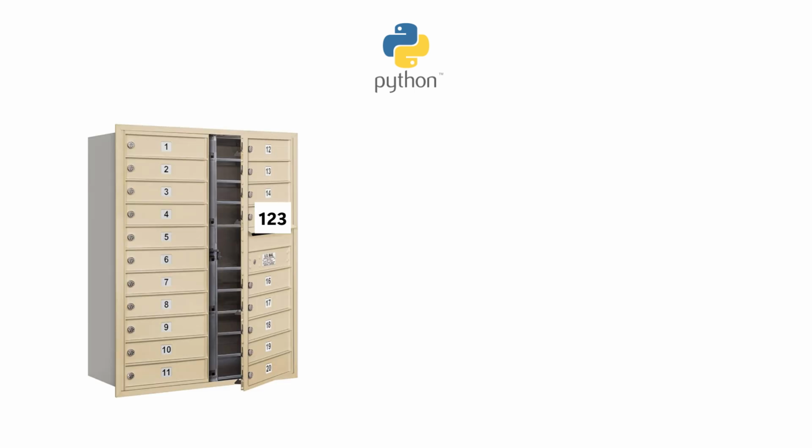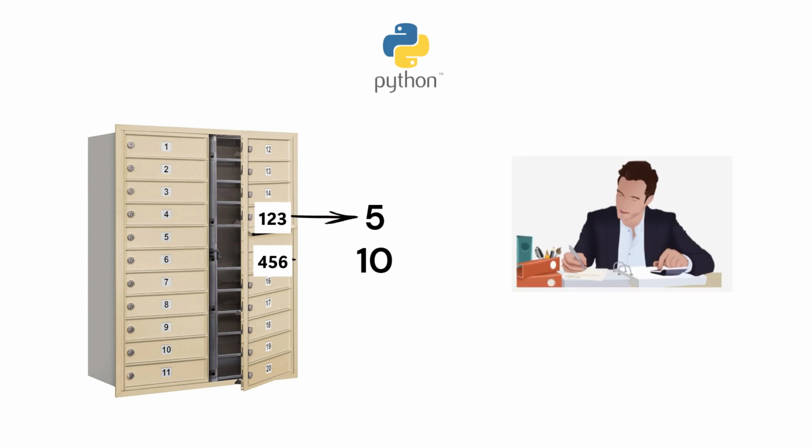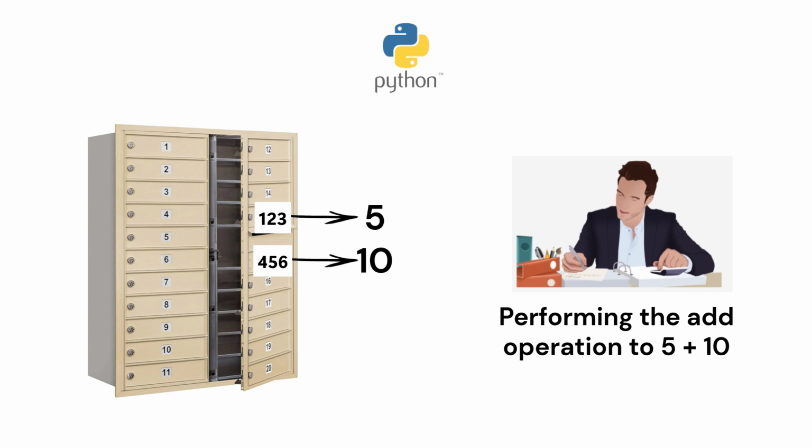Step 1. Go to mailbox number 123. Get the number 5 inside. This is loading from memory. Step 2. Go to mailbox number 456. Get the number 10 inside. This is also loading. Step 3. At the workbench, the CPU, now you can perform the add operation on those two numbers. Step 4. Take the result, 15, and put it into a new mailbox, 789. This is storing the result.